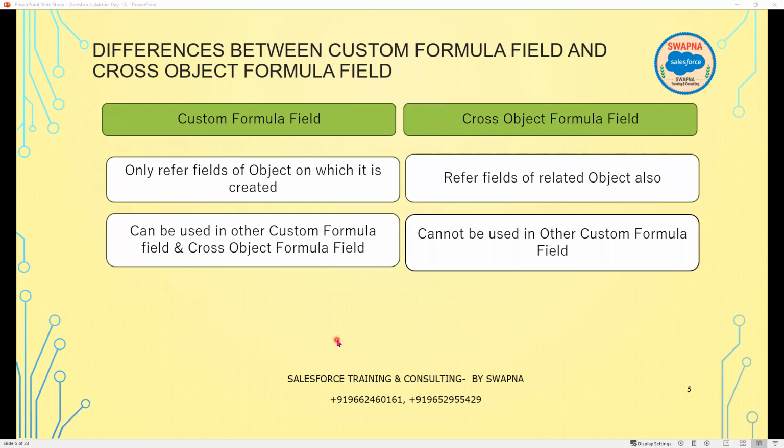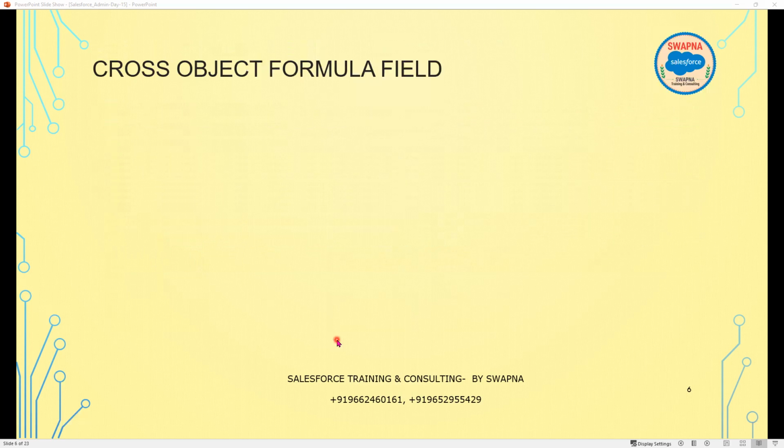Okay. So a few notes on the cross-object formula fields. Whenever we are implementing the cross-object formula field, we need to remember a few points. So the points are: the relationship can be a master-detail relationship or a lookup relationship. That means cross-object formula fields can be implemented between objects with either a master-detail relationship or a lookup relationship. But when we have a relationship, then only we can implement the cross-object formula field.